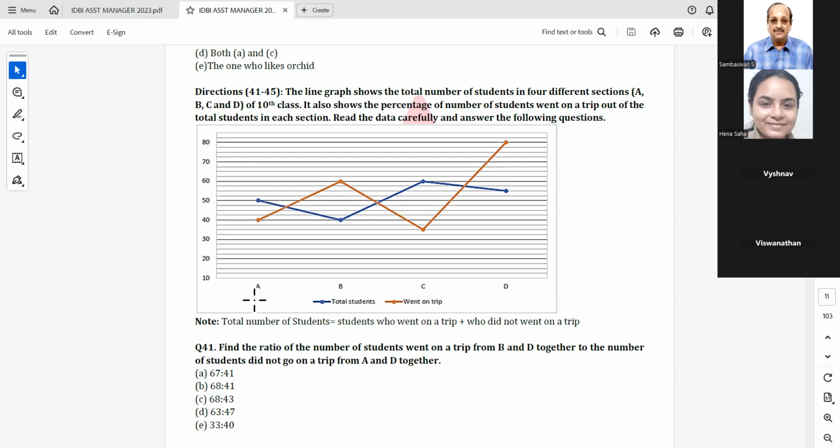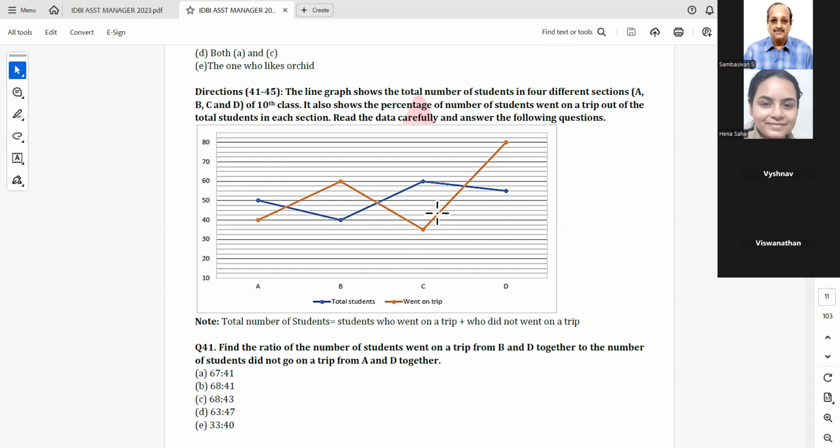Note down these figures for working out all the other problems. A, number of students 40. Then B, number of students 60. Then C, number of students, how much? 35. D, number of students, how much? Sorry, I told you wrongly. C, number of students is 60. B, number of students is 40.